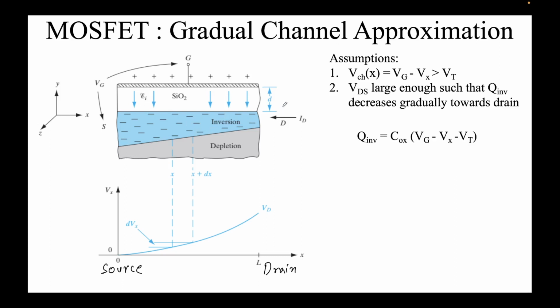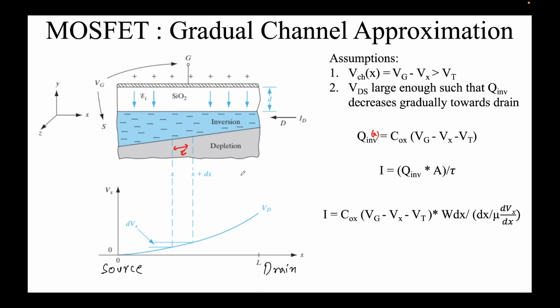And again, you write the Q inversion, for a differential Q inversion, as a function of x. We wrote this expression; this is a gradual approximation. Current is again your Q inversion times A over tau. You put in the values. Tau this time is your differential time taken to cross this distance. That's what we write here.